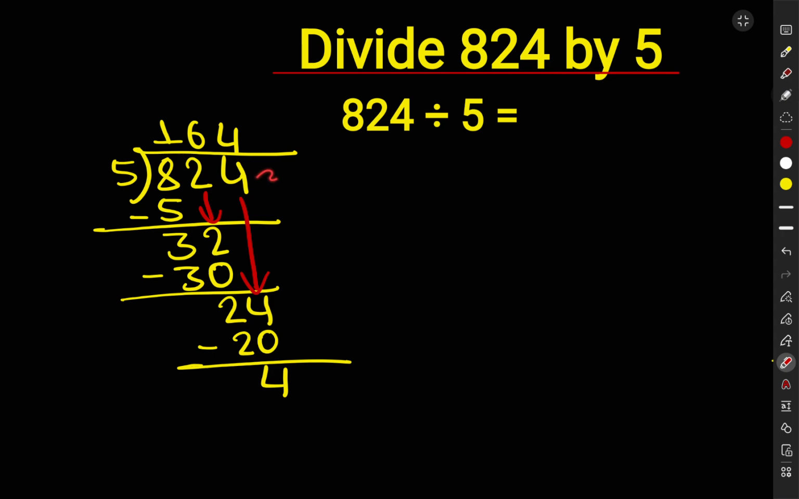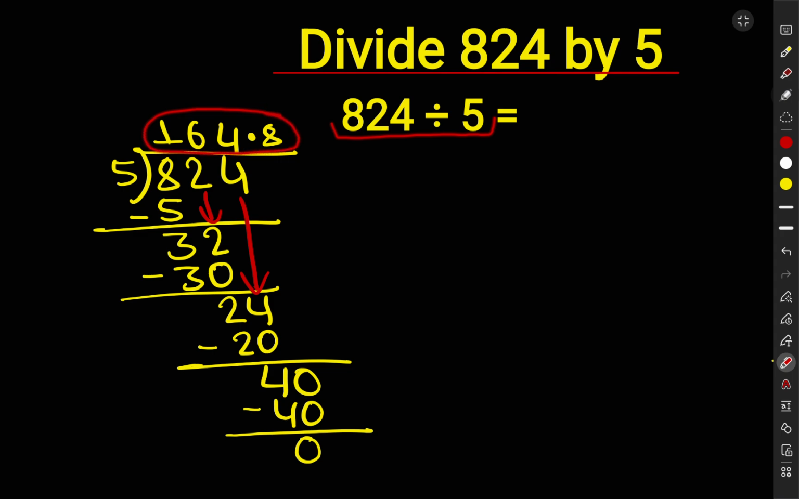So again we have no other number to put down. So we take a decimal here, so that we can put 0. So it is 40 and 5 times 8 is 40. On subtracting we get 0. So 824 divided by 5 is 164.8.